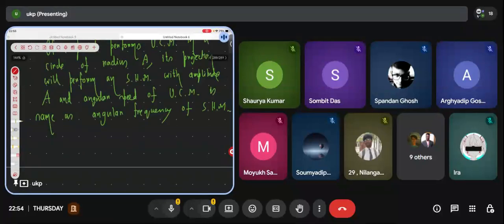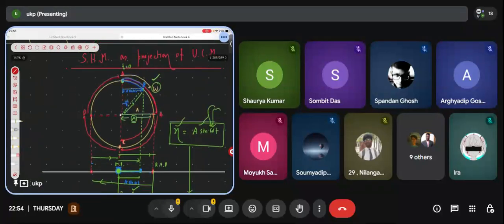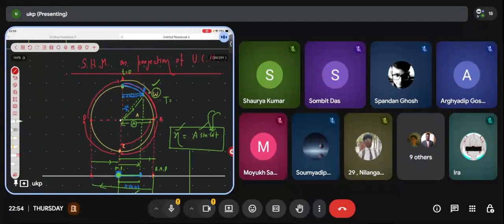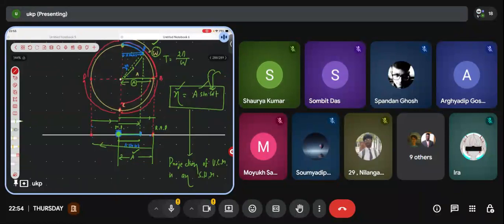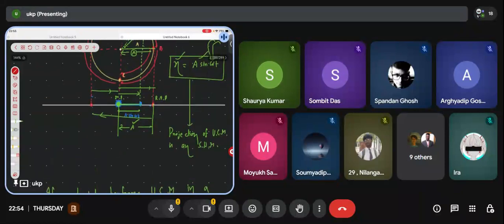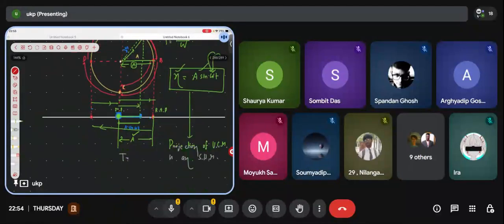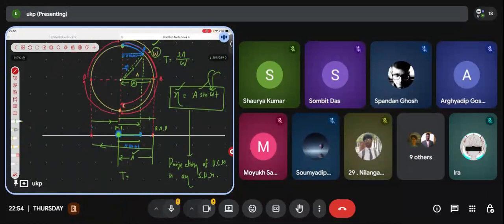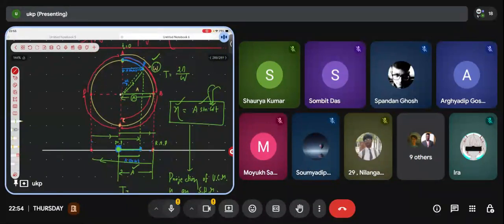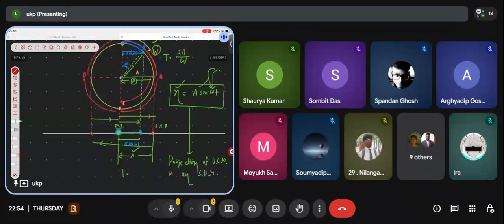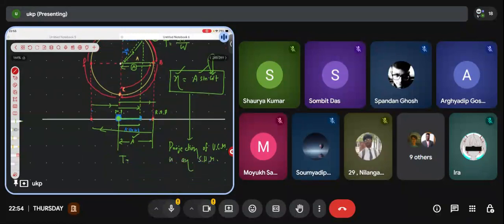Now, if someone asks in this case, what is the time period of the UCM? So it will be simple. If the UCM particle is moving at an angular speed omega, the time period is supposed to be 2 pi by omega. And if someone asks what is the time period of SHM, we will say it's a very lame question. Whatever is the time period of UCM, same is the time period of SHM, because we just saw, sir, the time taken for the UCM to complete one full circle is same as the time taken by the SHM particle to perform a complete oscillation. So its time period will also be 2 pi by omega. What's the big deal?